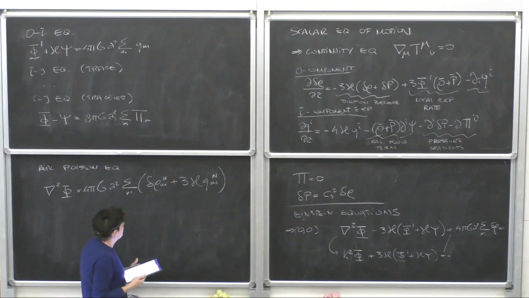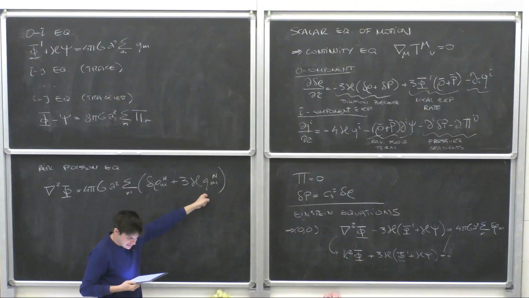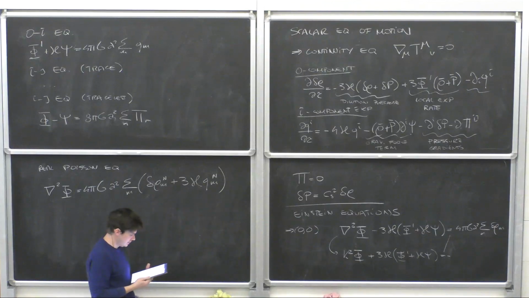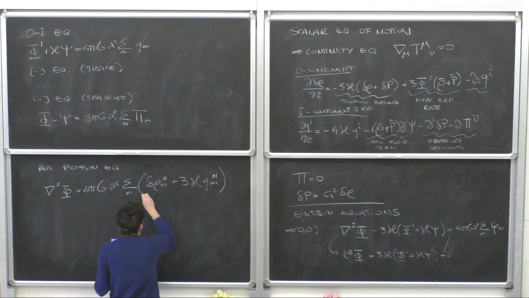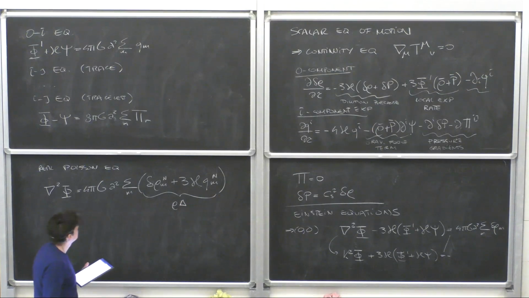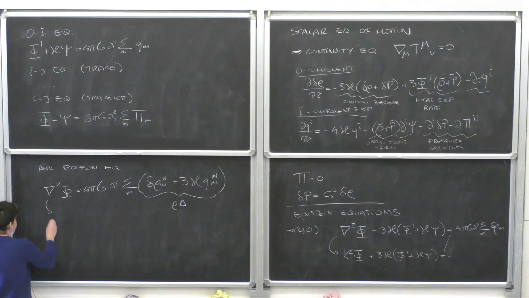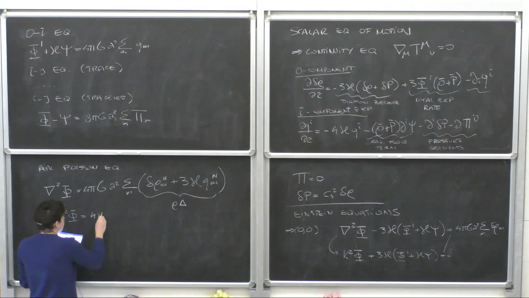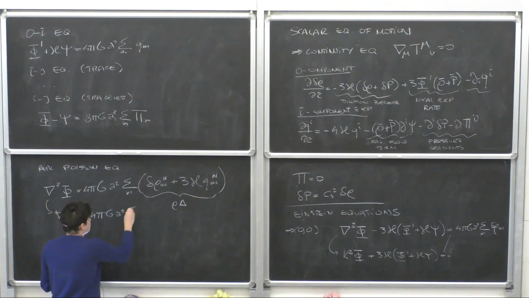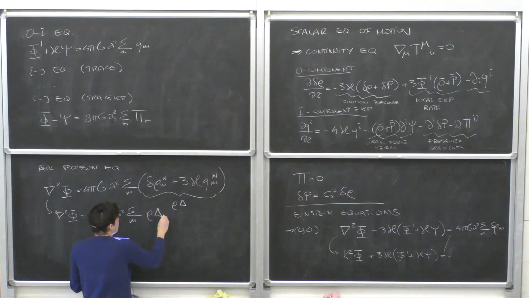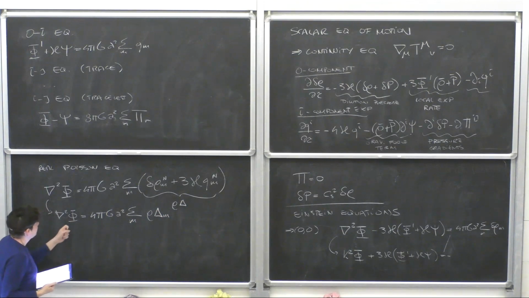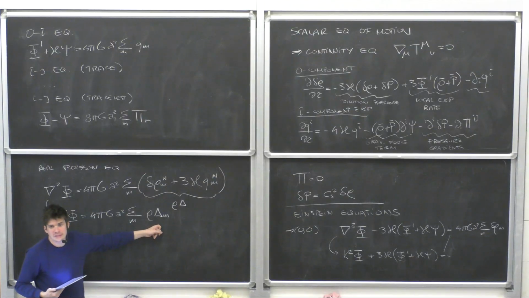Now, it turns out this is our definition of gauge invariant density fluctuations. This is what we have called rho delta. So this equation here becomes grad squared phi equals 4 pi G a squared sum over m of rho delta for our species m. And now each of these quantities is gauge invariant.